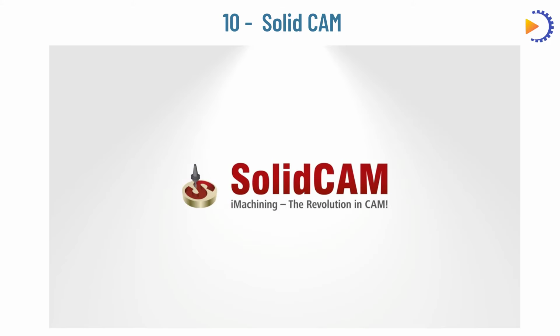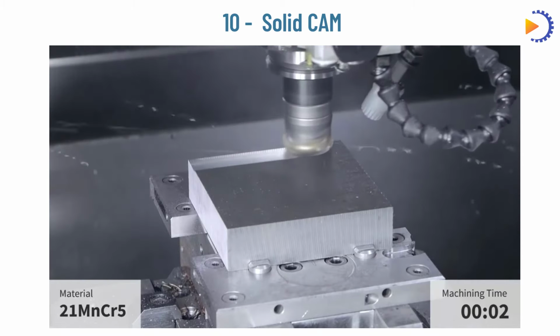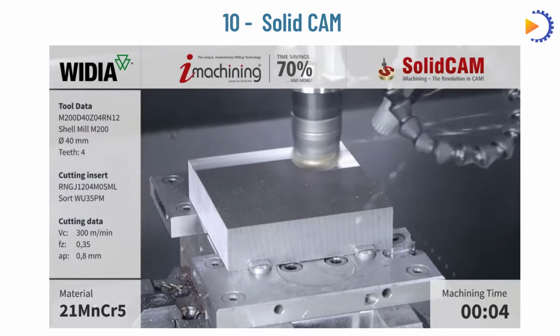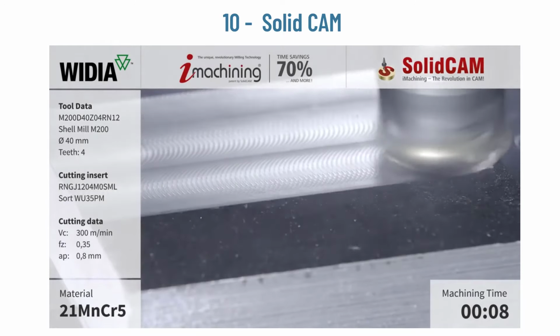10. SolidCAM. SolidCAM software is the leading software used by many industries. This software features iMachining's unique milling technology, which saves 70% of cycle time.